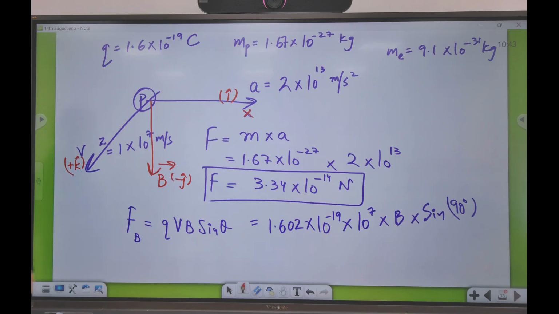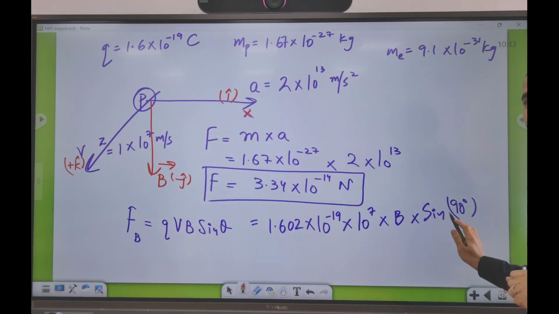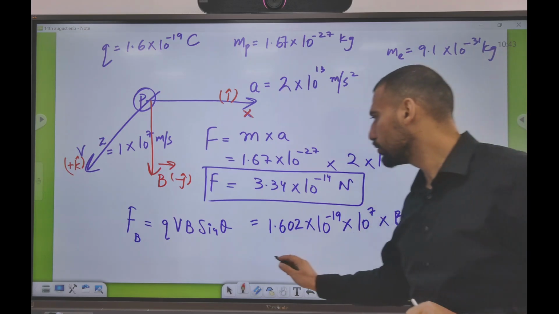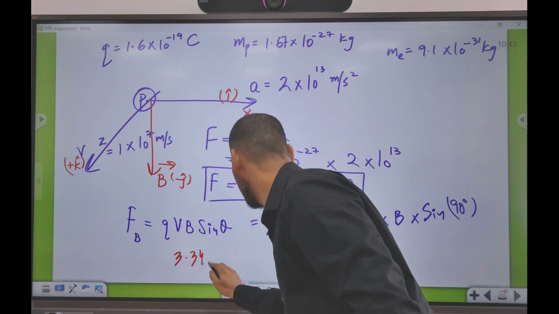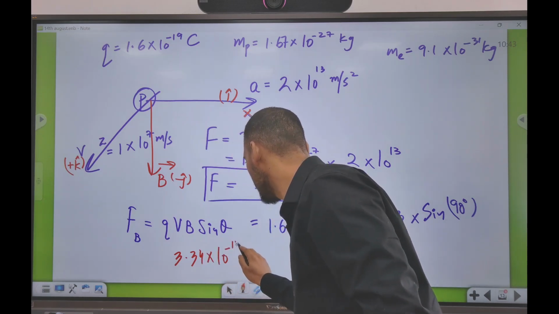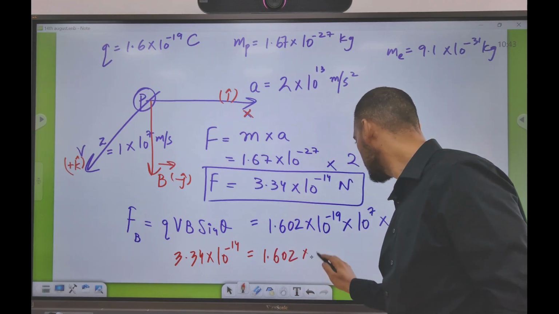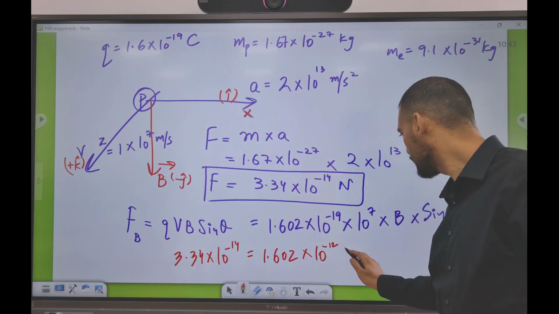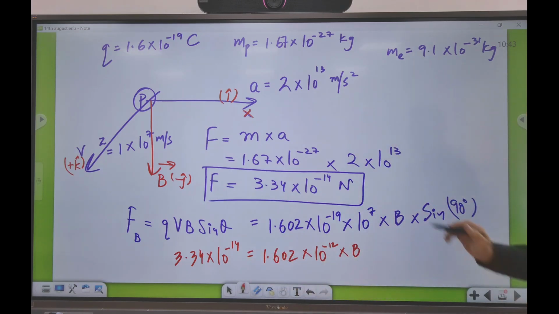So when you try to do this, what will you get? Tell me the value. Sine 90 is 1, so we don't need to evaluate this. Tell me the answer. It is 3.34 times 10 to the power negative 14 is equal to 1.602 times 10 to the power negative 12 times the magnetic field. Solve this equation for the magnetic field. What is the value of the magnetic field?